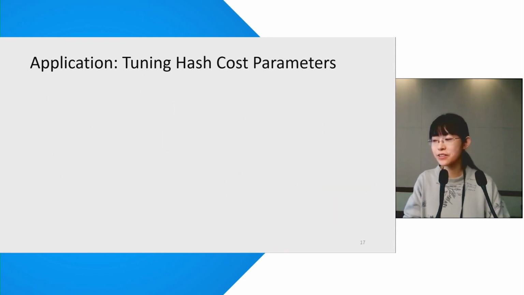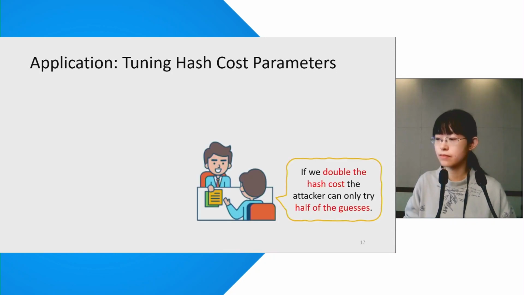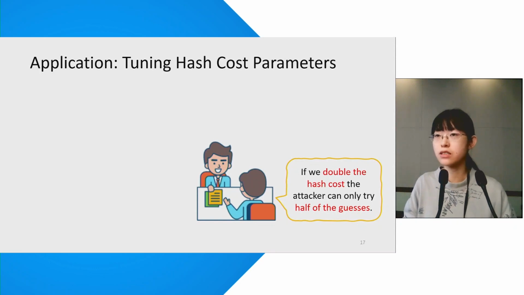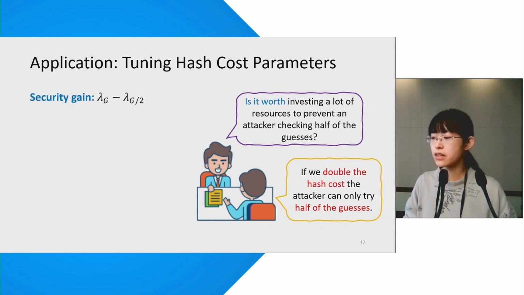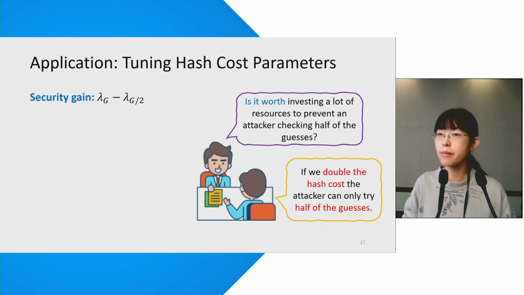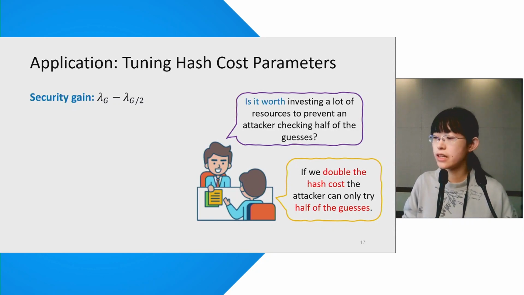In the end, I'd like to demonstrate some potential applications of our techniques. One application would be tuning hash cost parameters. Suppose that an organization is considering doubling the cost of a password hashing function. With constant resources, the attacker can only try half of the guesses after doubling the cost. However, this will require the organization to invest additional computing resources to handle user authentications. Therefore, the organization will only consider making this change if the security gain, lambda G minus lambda G over 2, is substantial enough.